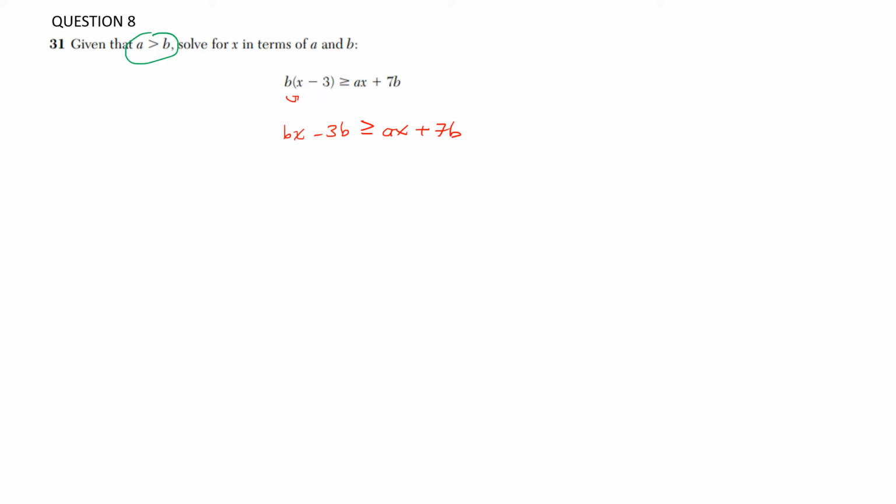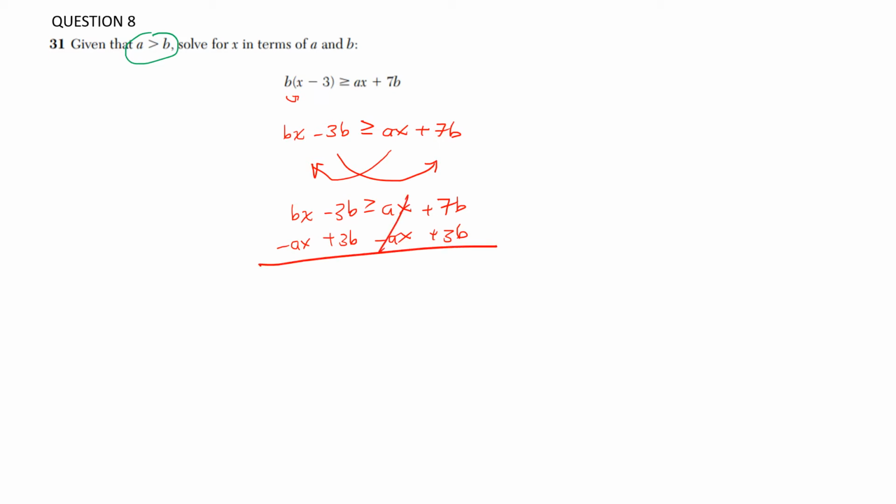I'm going to bring my b's to this side and my x's to this side. So all I'm really doing is subtracting from both sides, subtracting and adding. So let me be a little more thorough. So I'm going to say plus 3b, minus ax. Do that to both sides, right? So we get bx minus ax is greater than or equal to 10b.